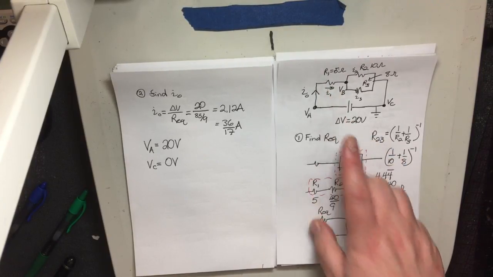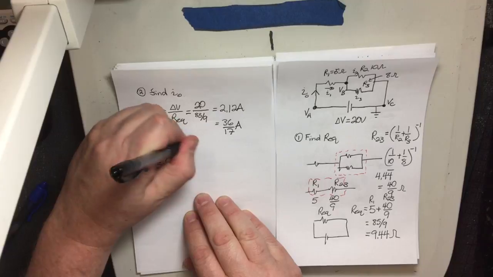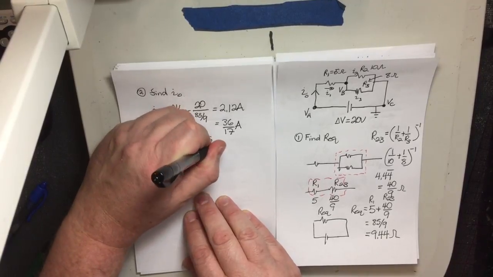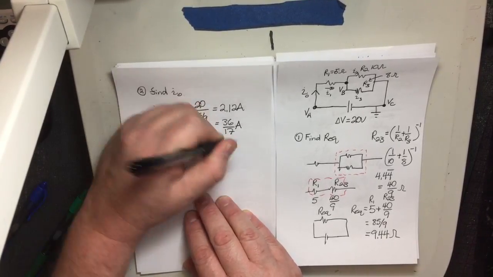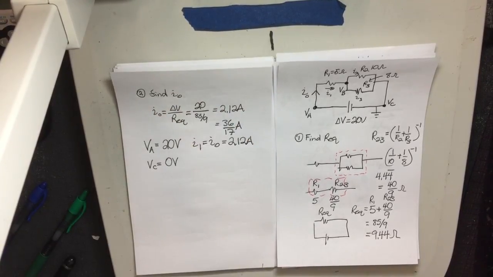2.12 amps. Did the circuit fork? No. So I1 is equal to I naught, which is equal to 2.12 amps. Now this particular problem is a lot like a Sudoku puzzle. You just can't answer questions that you don't have all the information to.